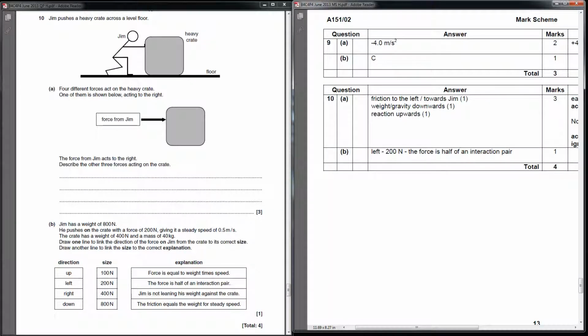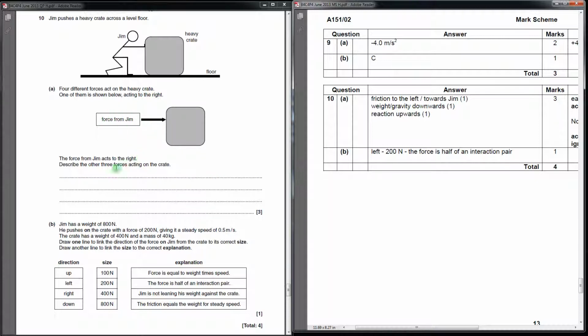So question 10 is about forces and objects they act on, and also about interaction force pairs. It says Jim pushes a heavy crate across the floor. 4 different forces act on the heavy crate. One of them is shown below, acting to the right. Force from Jim, there you go. So he's pushing it to the right.